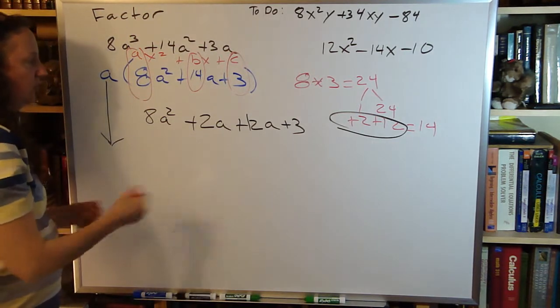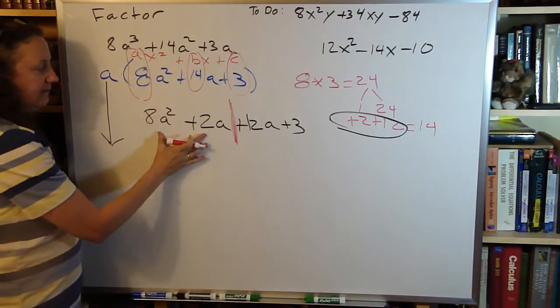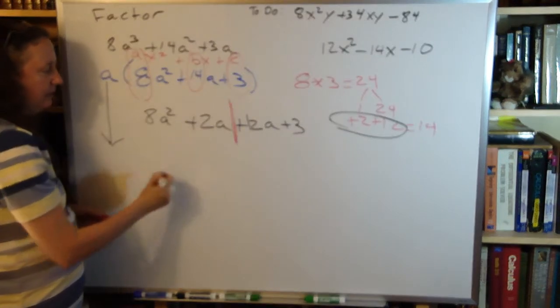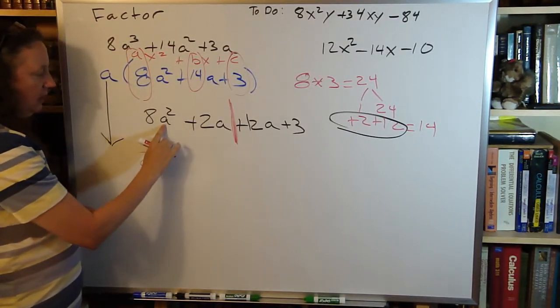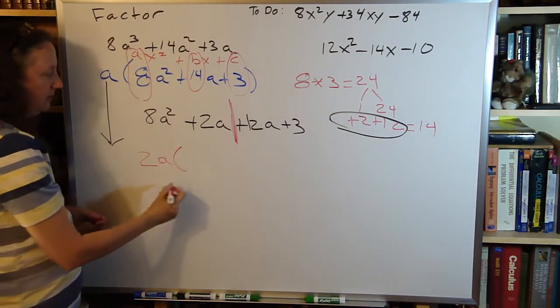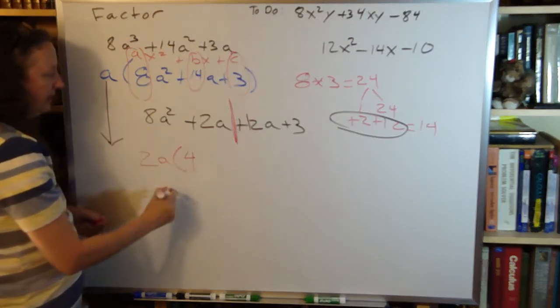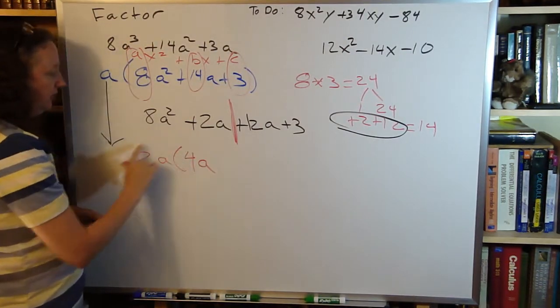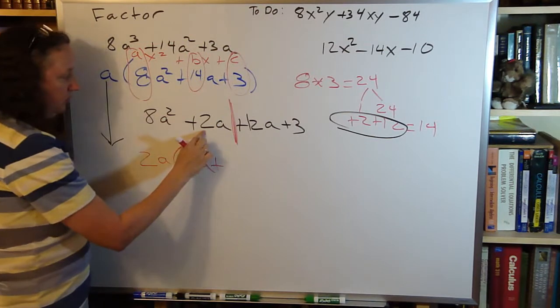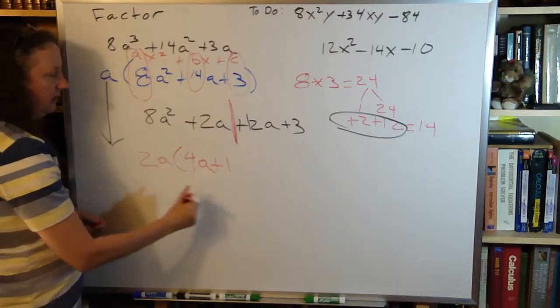I split this in two. What can I factor out of these? 8 and 2 can both be divided by 2. A squared, a can both be divided by a. So 8 divided by 2 is 4. A squared divided by a is a. Plus divided by plus is plus. 2 divided by 2 is 1. A divided by a is 1.